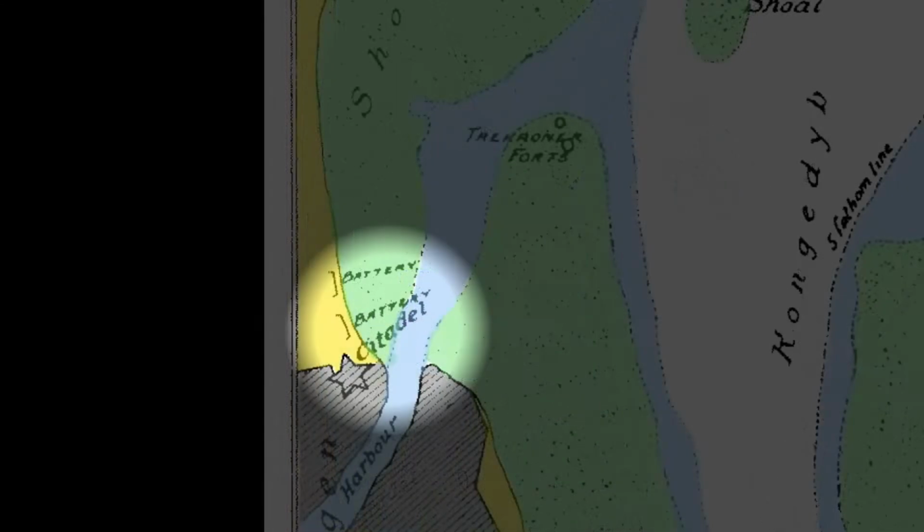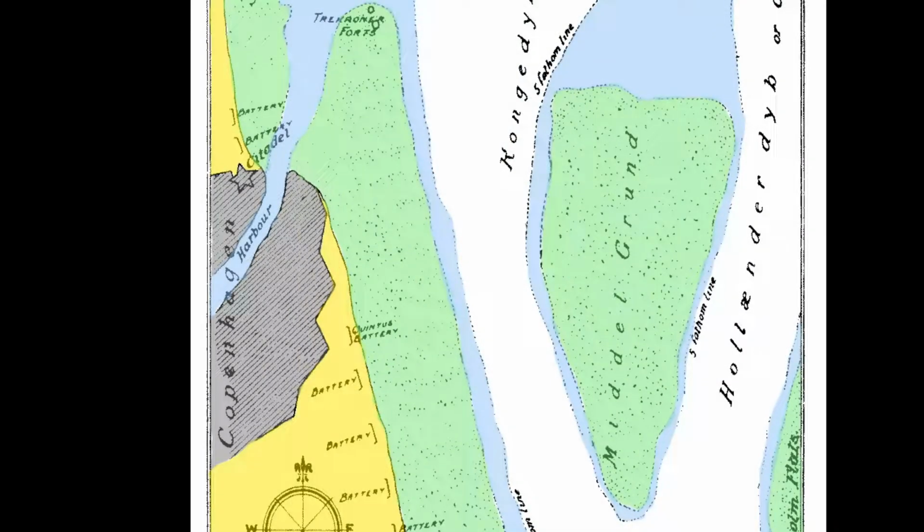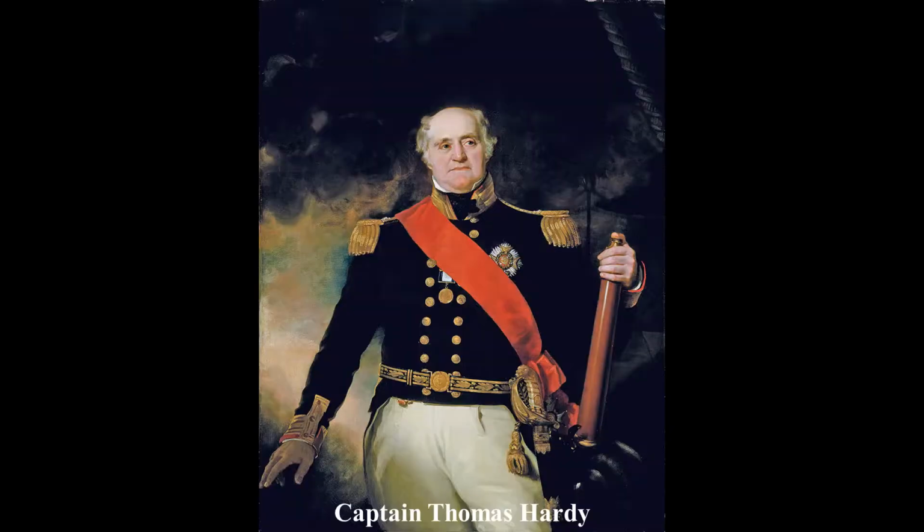Batteries covered the water between the Danish line and the shore, and further out to sea a large shoal, the middle ground, constricted the channel. The British had no reliable charts or pilots, so Captain Thomas Hardy spent most of the night of 31st of March taking soundings in the channel up to the Danish line. Even after this survey, the British fleet was not able to locate the deepest part of the channel properly, and so kept far to seaward.